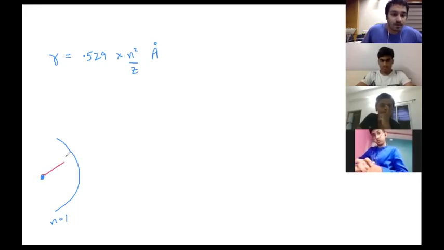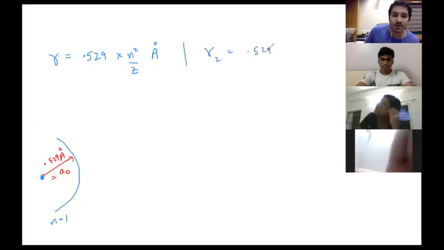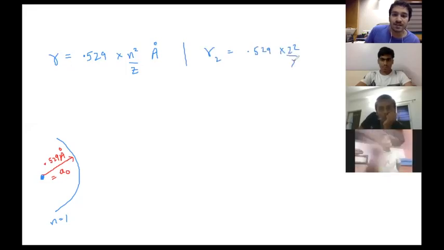Right, this distance is 0.529 Angstroms. Now let's say this value is a naught. If my atom is the same, that means Z is fixed. So what will be the radius of the second orbit? 4 into 0.529, that is 2 squared by Z, and Z is the same. So this is effectively 4a naught. So if this was a naught, then the next orbit is here.